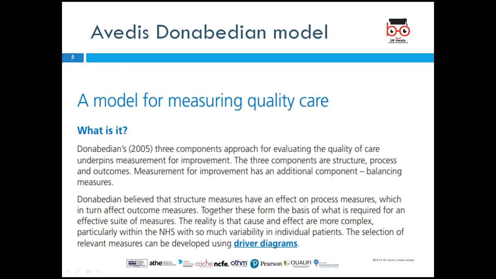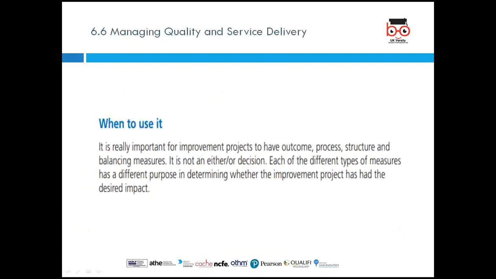So the reality is that cause and effect are more complex, particularly within the NHS, with so much variability in individual patients. People are different. Cases are different. So the selection of relevant measures can be developed using driver diagrams, according to Donovan. So when do we have to use these structures?